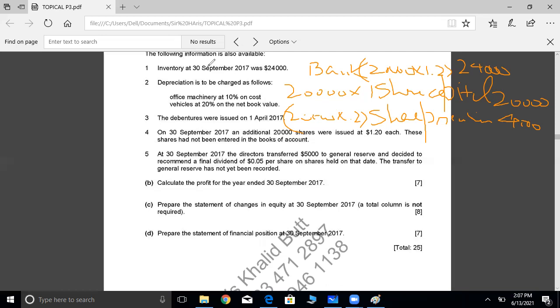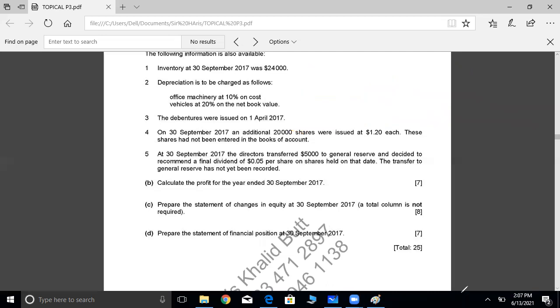So prepare, calculate the profit for the year, prepare statement of changes in equity, and prepare the statement of financial position. ये हमने चीजें इस क्वेश्चन में बनानी है. हम स्टार्ट करते हैं क्वेश्चन को सॉल्व करना. Obviously, I will start from the sales figure. So let's start doing this question.